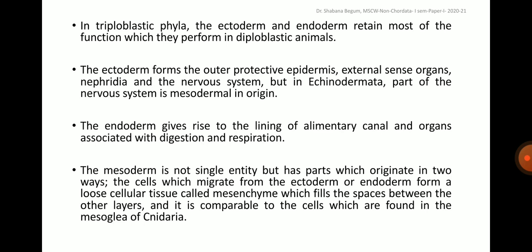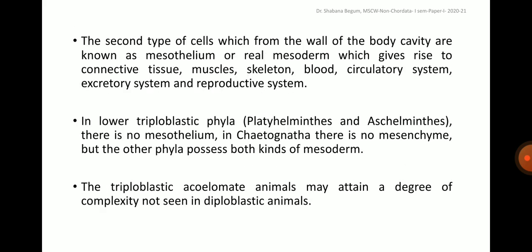The cells which migrate from the ectoderm or endoderm form a loose cellular tissue called mesenchyme, which fills the spaces between the outer layers, and it is comparable to the cells which are found in the mesoglea of Cnidaria. The second type of cells, which form the wall of the body cavity, are known as mesothelium or real mesoderm, which gives rise to connective tissue, muscles, skeleton, blood, circulatory system, excretory system and reproductive system.